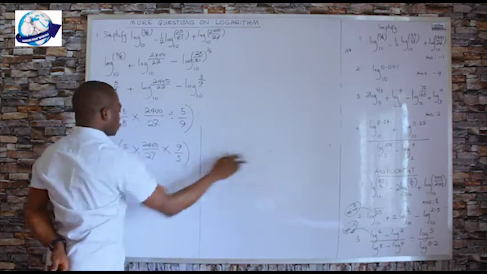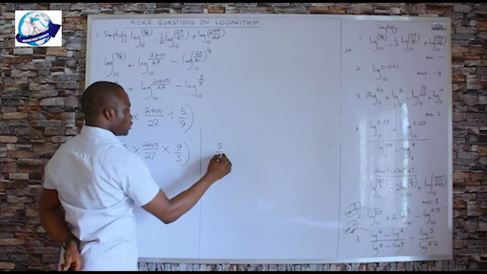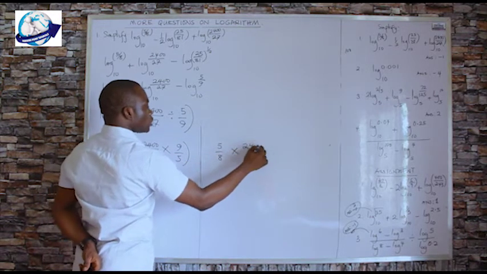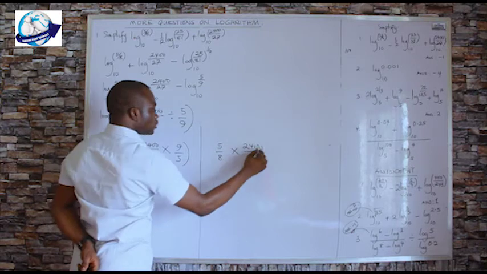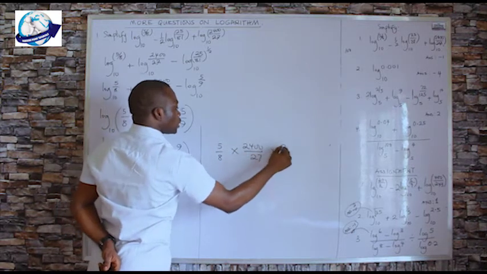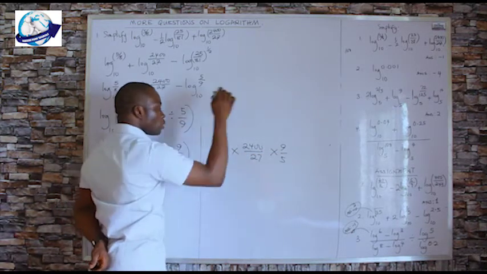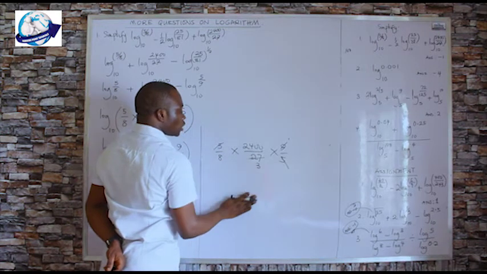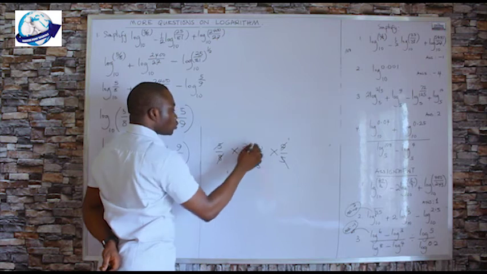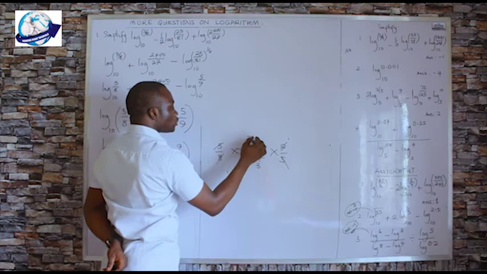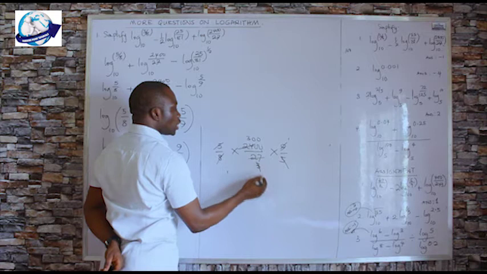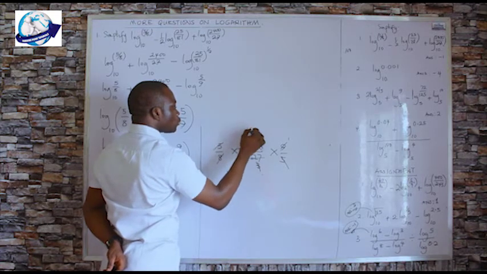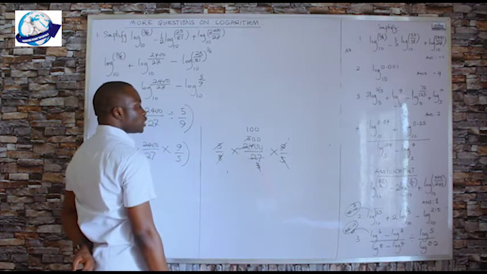Very important. This is 5 over 8 times 2400 all over 27 times 9 over 5. Okay, we go. 5 up, take 5 down. 9 here up, go with 9 here 3 times. Okay, then 8 here down, go with 24 up, 3 times, bring forward the 0, gives you 300. 3 here down, we go with 1, 3 here, mix 1, bring forward the 0, now you have 100.